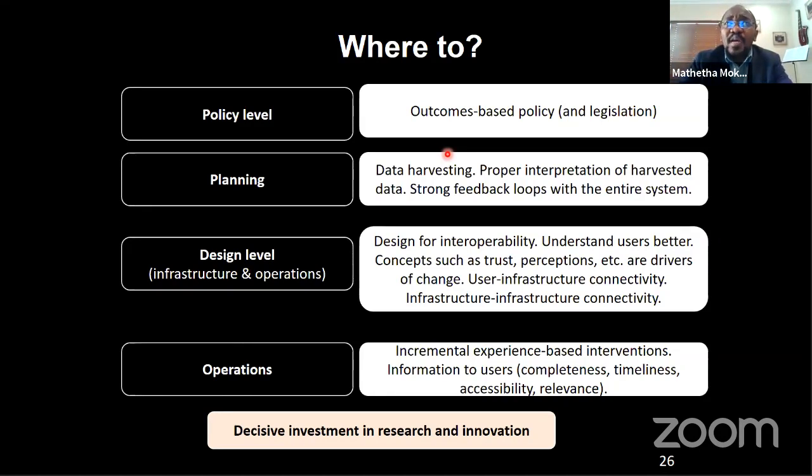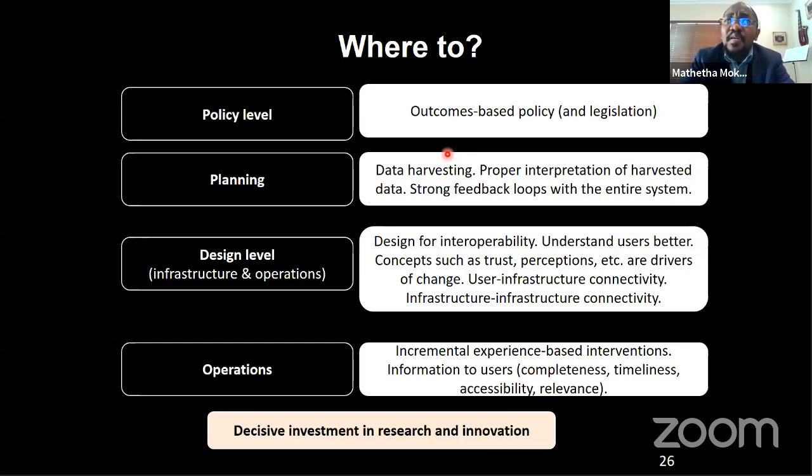of course, we need outcomes-based legislation, as opposed to saying, follow this path. More and more outcomes-based policy. At planning level, data harvesting: you can do quite a lot with data harvesting, but very important is you must have proper definition of what is being harvested. We've seen data scientists, computer scientists who just publish data and then misinterpret what it is saying. So you need domain expertise to still guide that process. And of course, strong feedback loops at a planning level. You need to have a learning planning system.